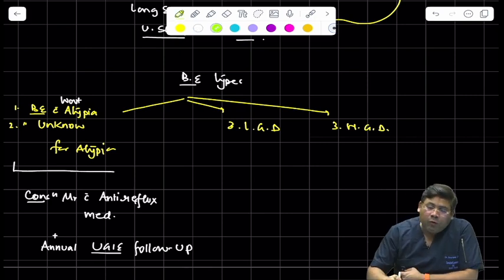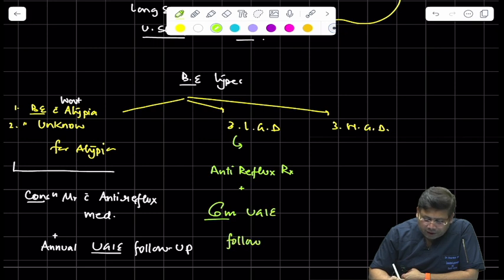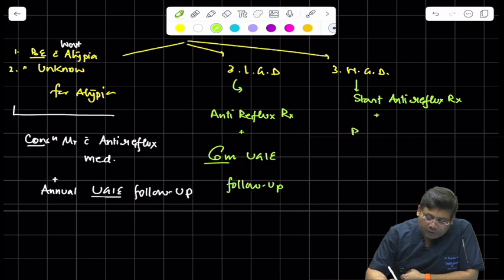If you get a question on low grade dysplasia, what is the management? Same, anti-reflux therapy has to be given, and along with that 6 monthly upper GI endoscopy follow up. Can you see the difference? Now when we talk about high grade dysplasia, you have to start with anti-reflux therapy. So the moral of the story is we will start with anti-reflux therapy, and along with that reassess after 3 months. This is very important.